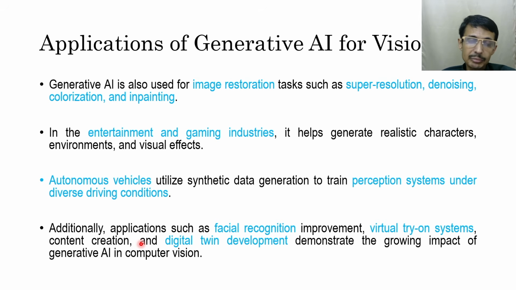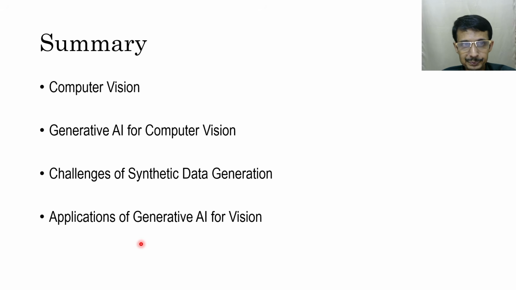of generative AI in computer vision. So you can say face recognition, virtual try-on systems, digital twin development, that is also very important. Let's say there is an electromechanical system. Can we simulate it, or can we create a digital twin of this kind of system? That's called a digital twin, and generative AI is also very helpful there.